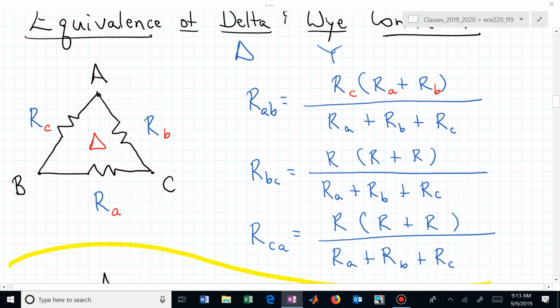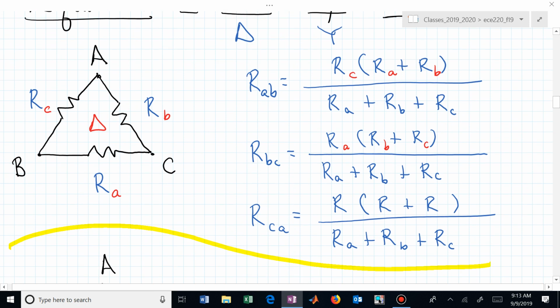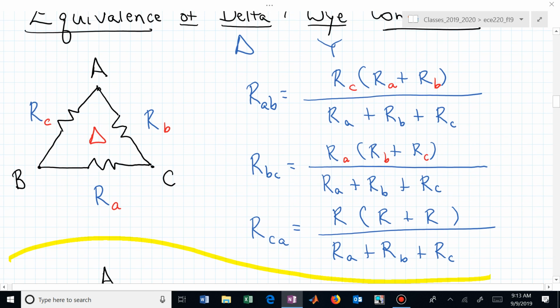A? Yeah, it's A. R sub A, and that is in parallel with the series combination of B and C. Do you see how this pattern is sort of, if you wanted to find a pattern, now you sort of have it. What is R sub CA's resistance? Well, the resistor directly between C and A is R sub B, and that's in parallel with the series combination of R sub C and R sub A.